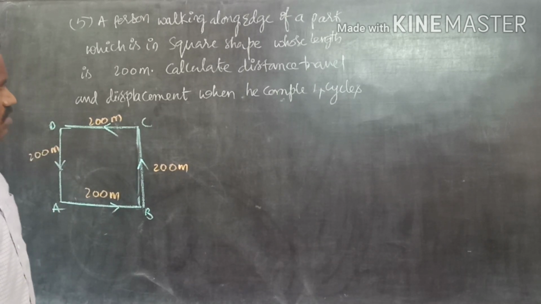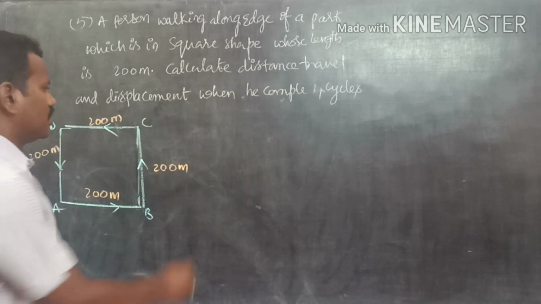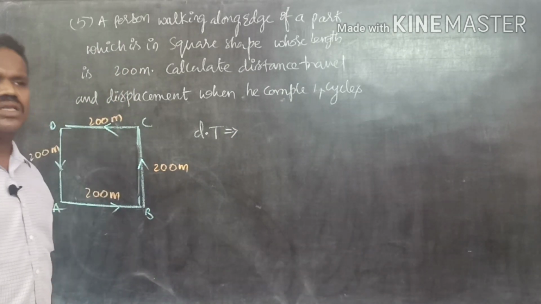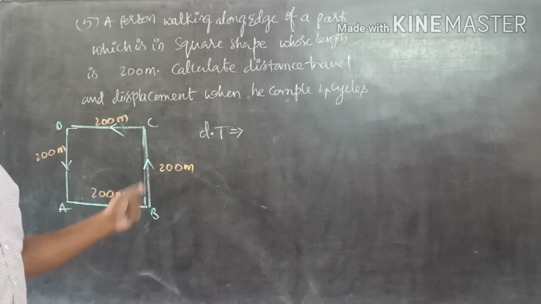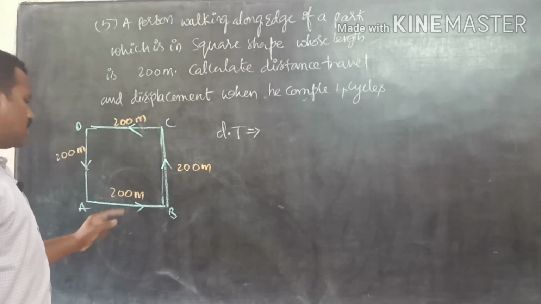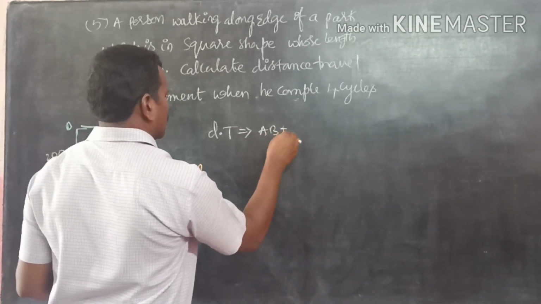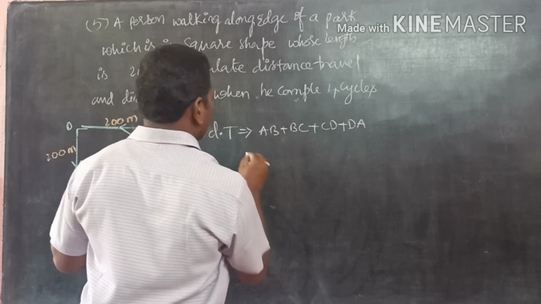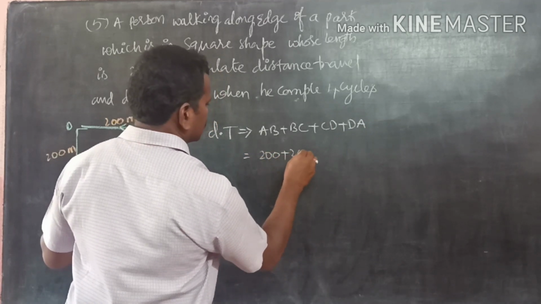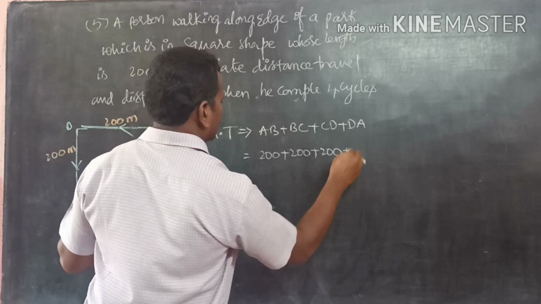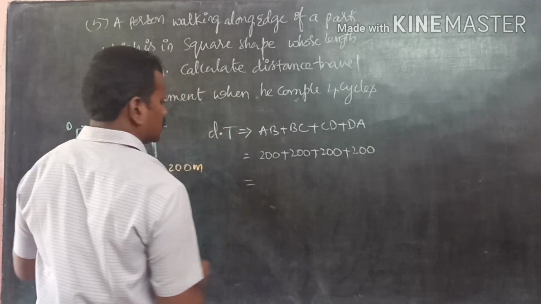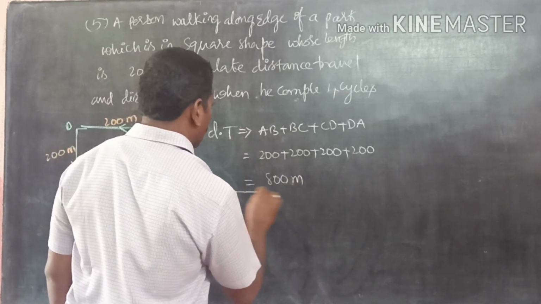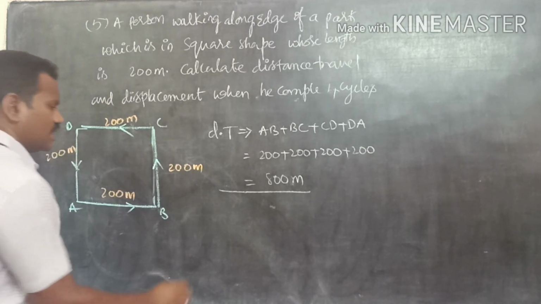Then what should we calculate? We need to calculate the distance traveled. As we know, distance traveled is the total path length, which means the total length covered by the body. What is the total length covered by the body? AB plus BC plus CD plus DA. That is nothing but 200 meters plus 200 meters plus 200 meters plus 200 meters. Totally, 4 2s are 800 meters. The total distance traveled is 800 meters.